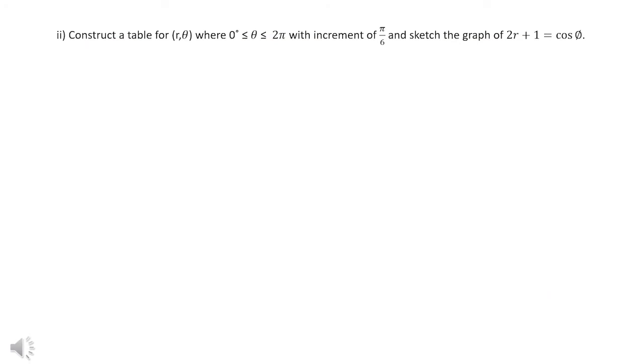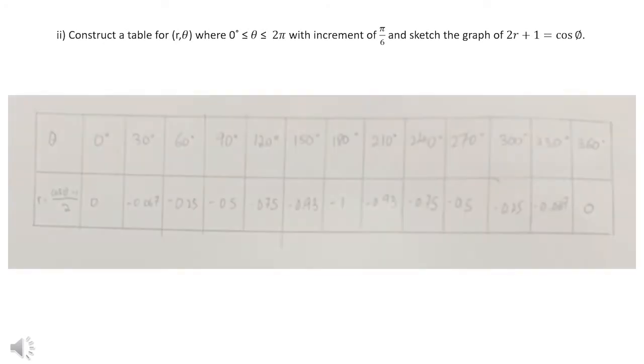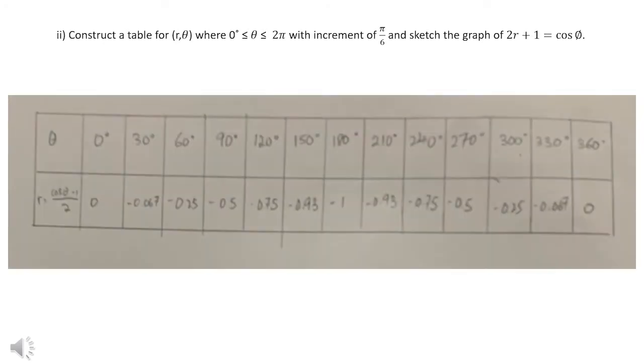For part 2 of the question, we need to construct a table for r and theta, where theta is between 0 degrees and 2 pi with an increment of pi over 6. Next, sketch the graph of 2r plus 1 equals cosine theta. For the table, substitute all the theta values into the equation. After the substitution, the table is constructed as shown in the picture below.